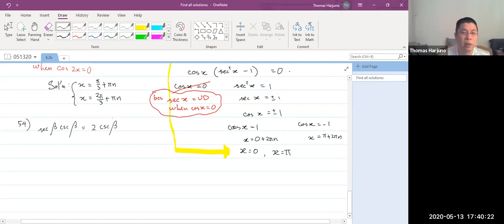Again, do not divide by cosecant theta. No, don't do that, unless you are sure that cosecant theta cannot be 0. Which we know is true because the range for cosecant is not including 0. But just be careful that we do not divide by an expression that may be 0. Let me divide by cosecant theta.